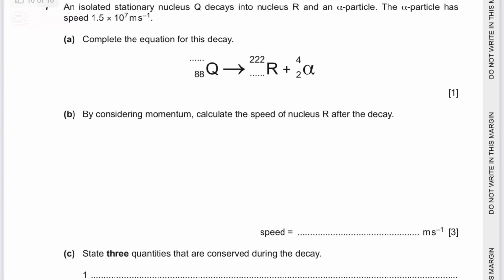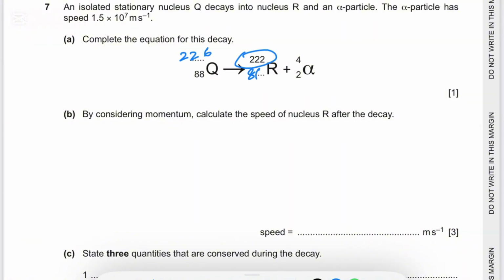Question 7. An isolated stationary nucleus Q decays into nucleus R and an alpha particle. The alpha particle has a speed as given in the question. You're supposed to complete the equation for this decay. So alpha particle reduces the mass number by 4. That means the initial one must have been 226, and it drops the proton number by 2. So the final one would be 86.